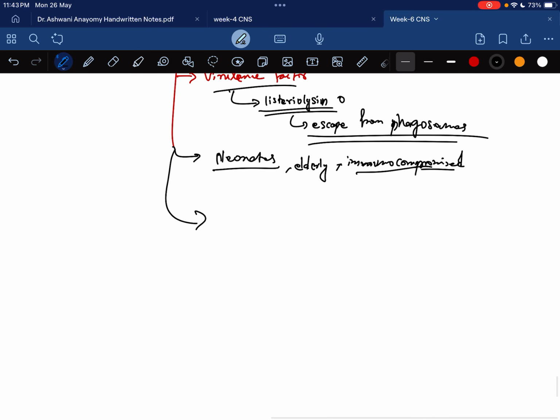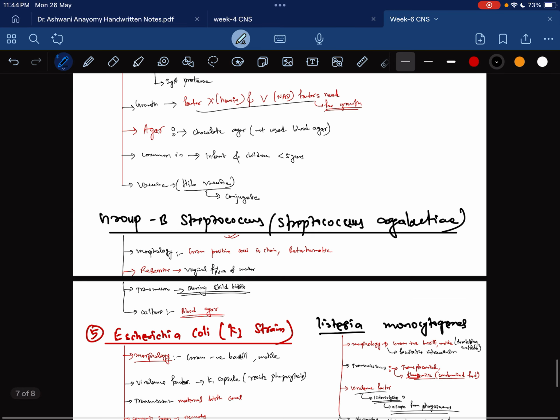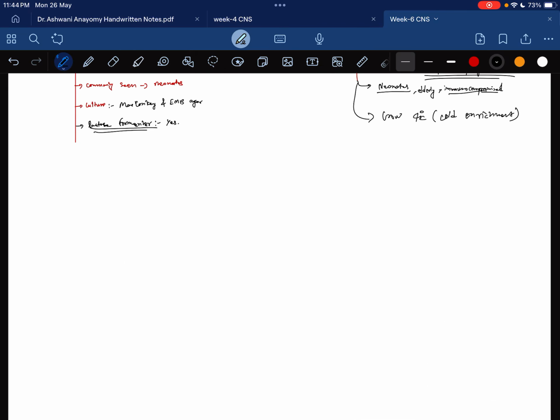For the culture, it grows at 4 degrees of temperature, so we need cold enrichment medium. These are the organisms causing acute pyogenic meningitis. We have already discussed the staining and the culture media, so I am moving on to the chronic type, or chronic bacterial meningitis.